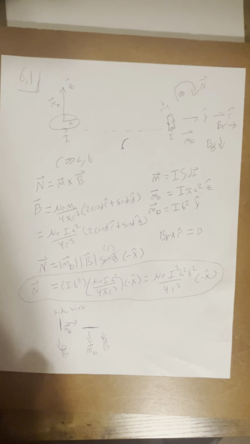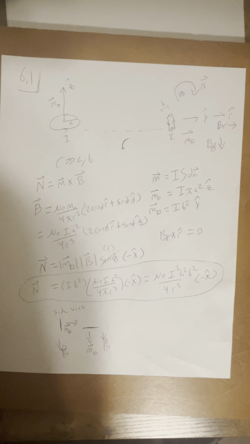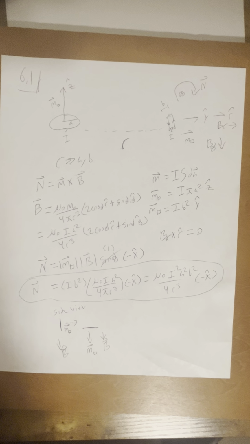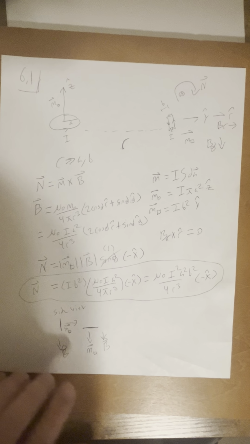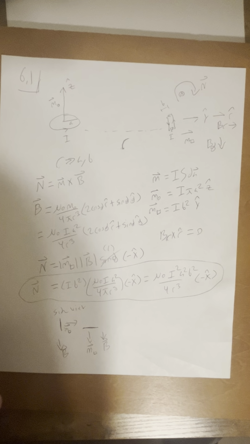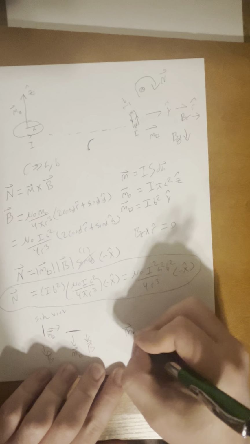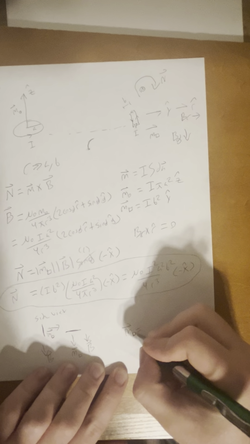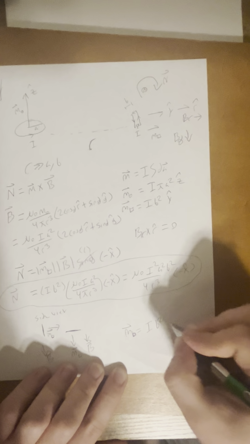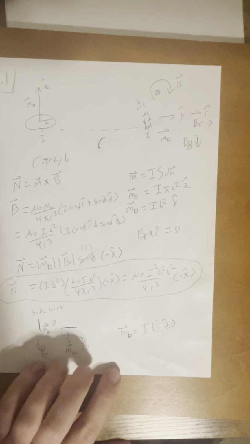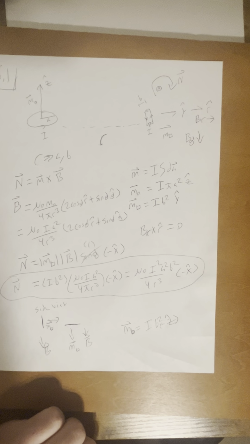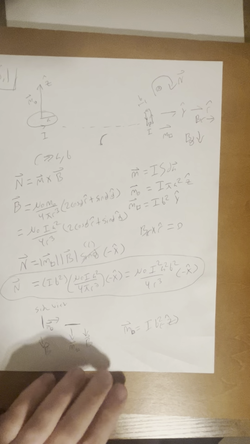Even if it were to keep going and overshoot, the torque will start acting on it again in the opposite direction to realign it. And even if it were to oscillate, it would stop. It would come to rest where M square is equal to I b squared in the negative z hat direction. That'll be its final orientation. I hope that helped. This is it for problem 6.1. Thank you.